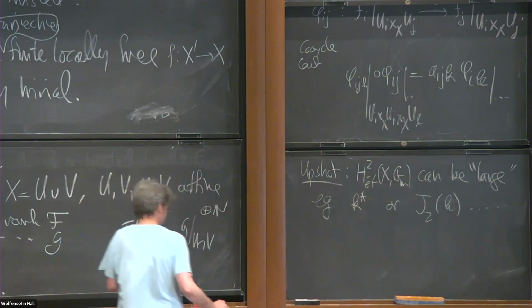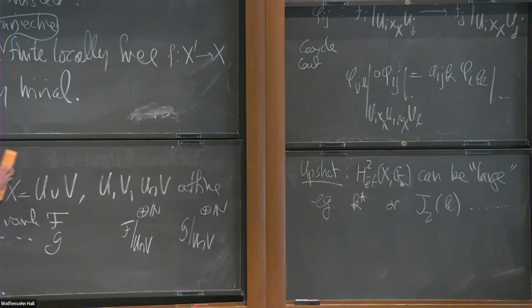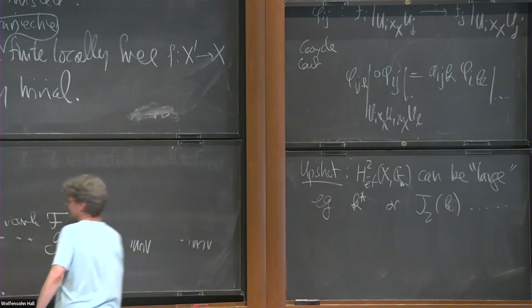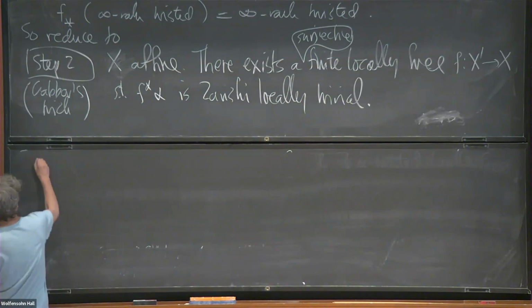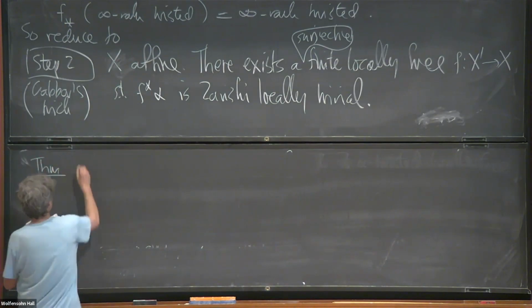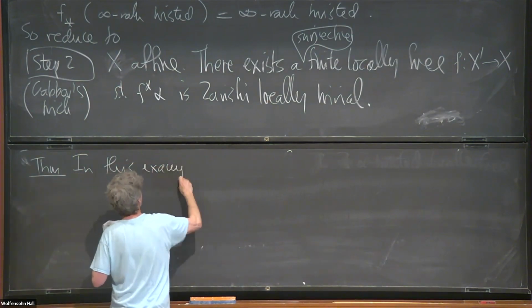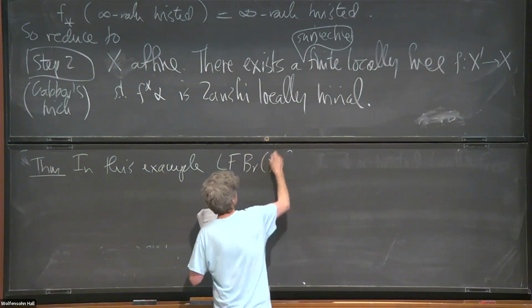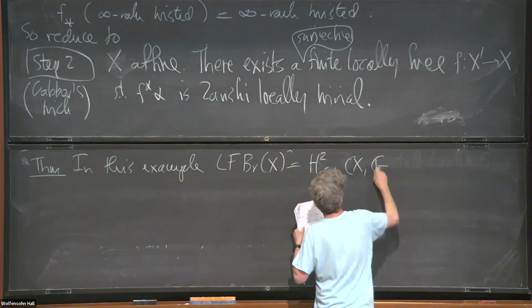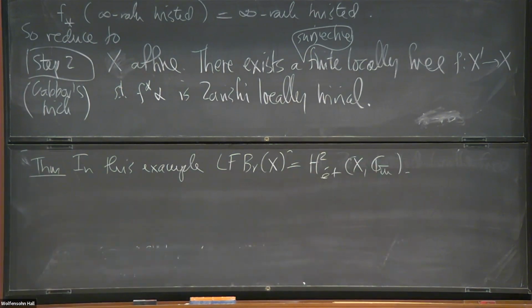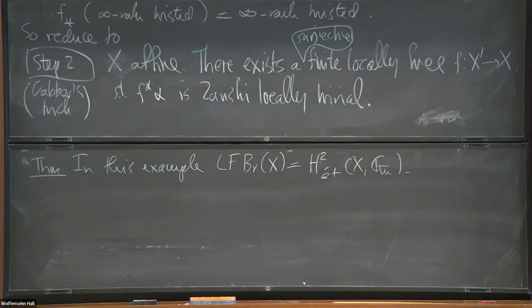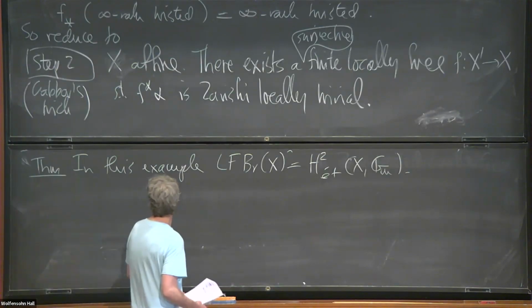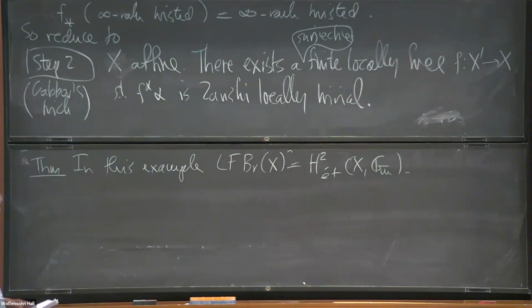Okay, but now here's the negative result. So the theorem is that in this example, I claim that in this example, every alpha has an infinite rank twisted vector bundle. Okay, and I have 15 minutes to explain how this works.